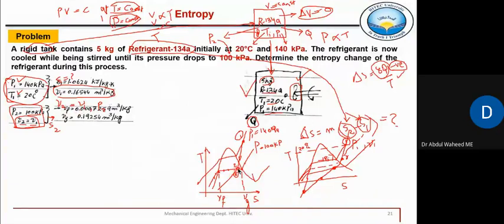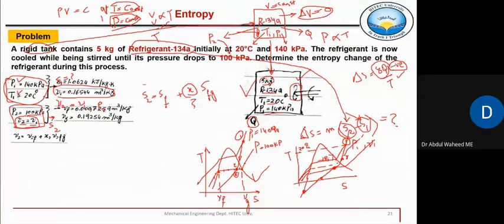So now what to do? Now we have to use the equation of mixture region to find out S2, because the purpose here is to find the entropy S2 at this point too. At point 2, first we need to calculate X2, because to find entropy at point 2 we have to use the mixture region equation, which is S = SF + X SFG. So here we need to find out X.